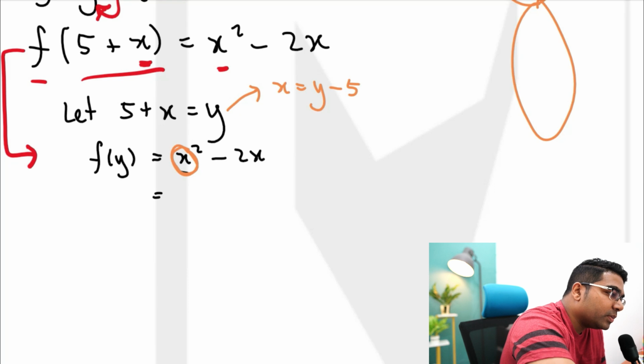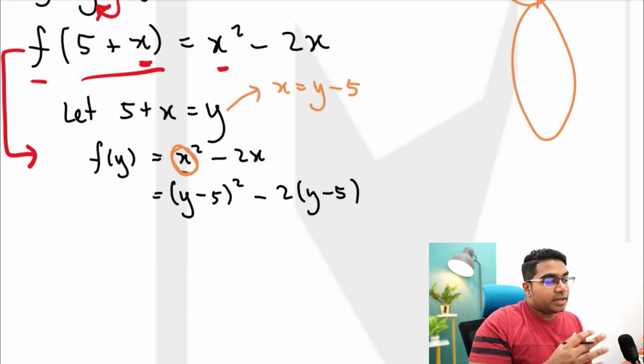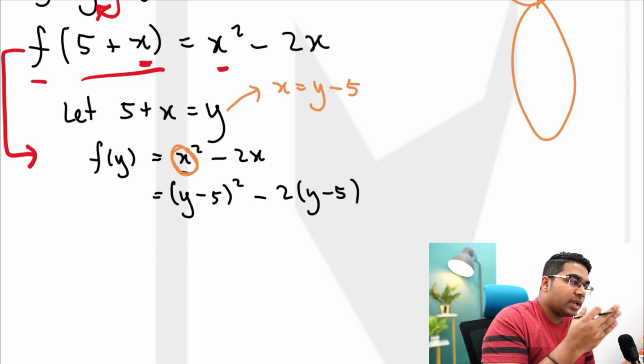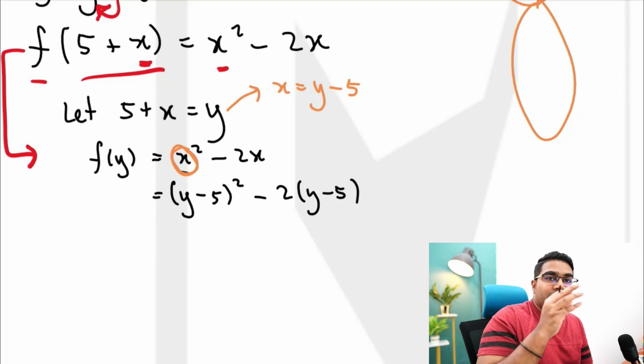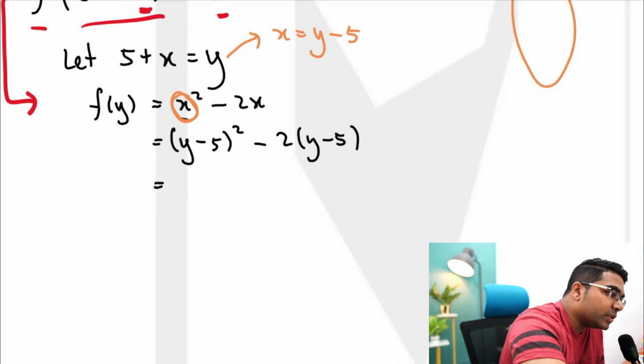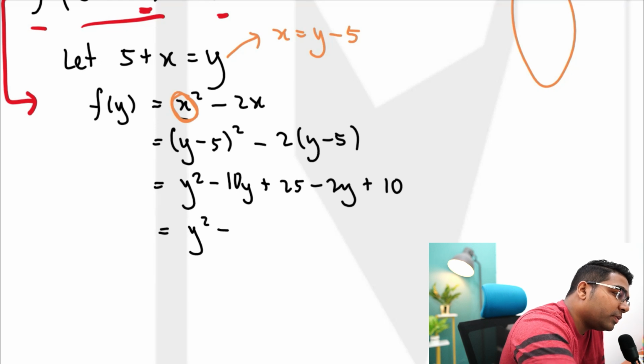So f of y will be equal to (y minus 5) squared minus 2 times (y minus 5). So you can see what we've done here. We've effectively removed x from the equation. Now all we have is the function f defined in terms of y, in terms of its own domain. So now we just have to work this out. f of y equals y squared minus 10y plus 25 minus 2y plus 10, which is y squared minus 12y plus 35.